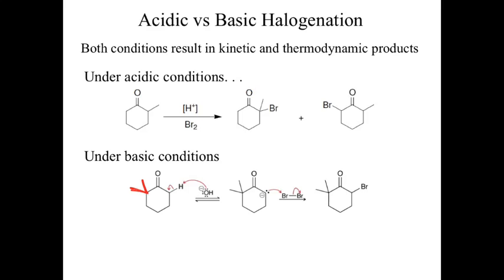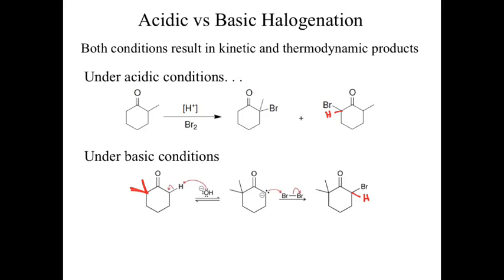Our product still has an alpha hydrogen. And this is our key difference between our acidic and basic conditions. Under the acidic conditions, we still have an alpha hydrogen, at least from our kinetic product. That alpha hydrogen could potentially react again, but remember, it's not super acidic at this point. The only reason it becomes acidic is because we've acidified our carbonyl, and it polarizes that bond enough that we can get some formation of the enol.